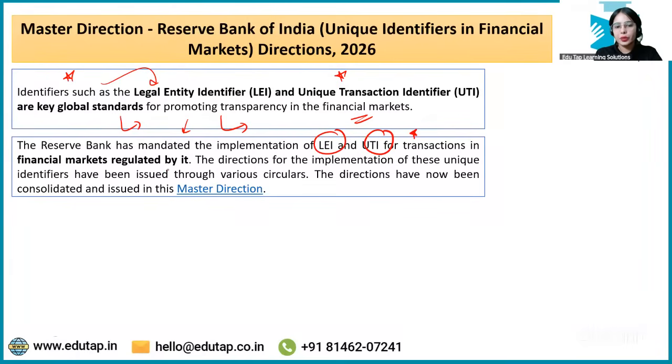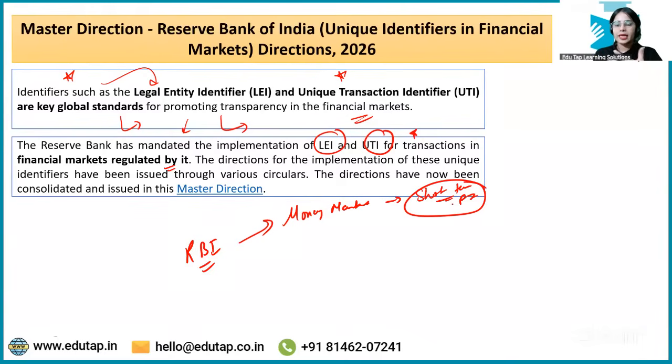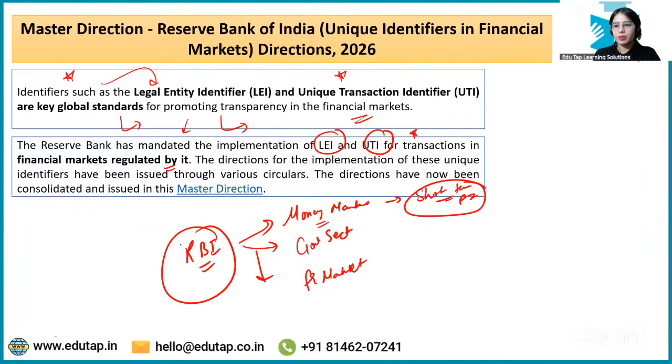Now, the Reserve Bank has mandated the implementation of the LEI and UTI for transactions in financial markets regulated by it. Which financial markets are regulated by RBI? Money market, that is for short term financial instruments, like overnight interbank lending, or interbank lending for a short period of time. The Reserve Bank of India also regulates the government securities market and the foreign exchange market. These are some of the markets regulated by the Reserve Bank of India.